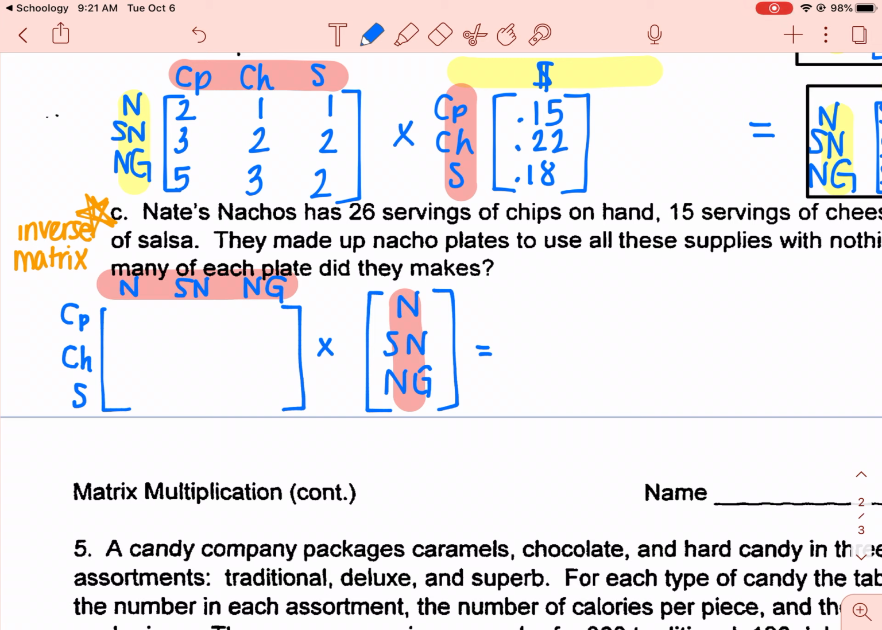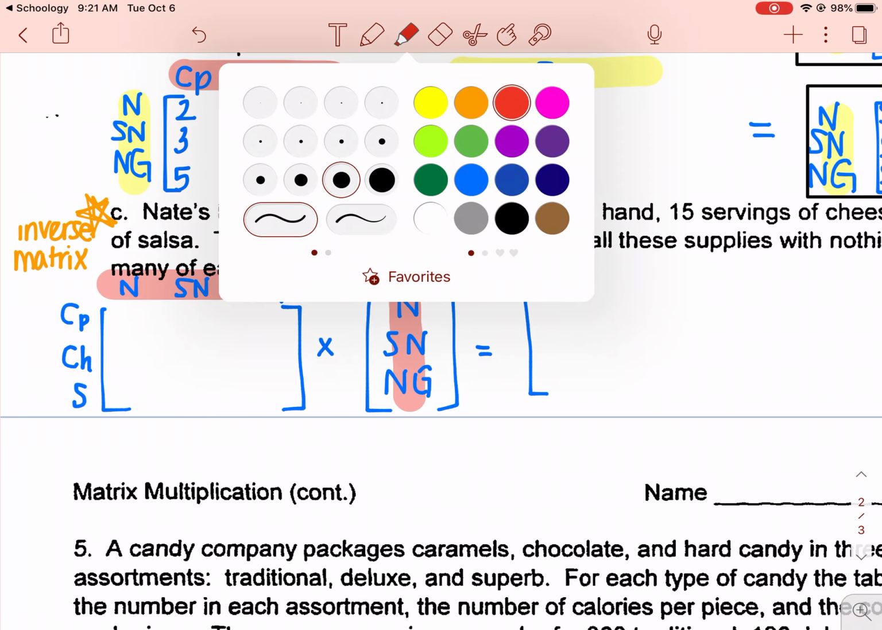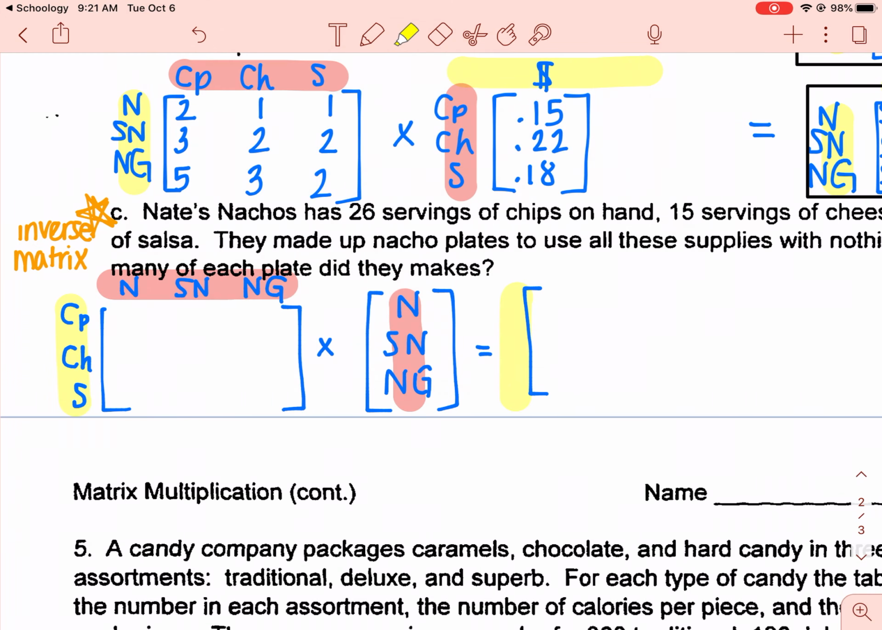And it's actually the right one because my final answer is all about, I'm going to show you my colors again, how many chips you have, how much cheese you have, and how much salsa you have. The problem tells me I have 26 servings of chips, 15 servings of cheese, and 12 of salsa. So that's another way to double check. This is the correct matrix. The inners match, the outers will be the result. But now, instead of putting in numbers for this second matrix, we're trying to find it. We're going to do inverse.